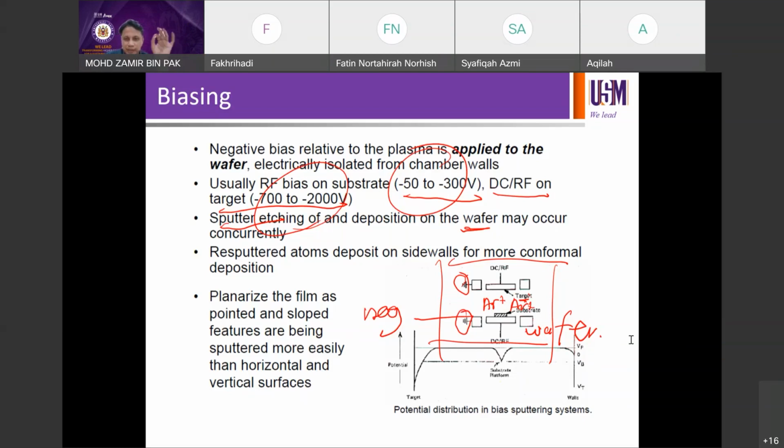Tapi bila you sputter etch ITO at the same time, mungkin dia punya sheet resistance reduces and that will result in higher conductivity because resistance is reciprocal to conductivity. So maknanya you boleh buat lah tu kalau that will improve the performance of the layer that you want to get. So that can be done, that can be explored, of course, right?